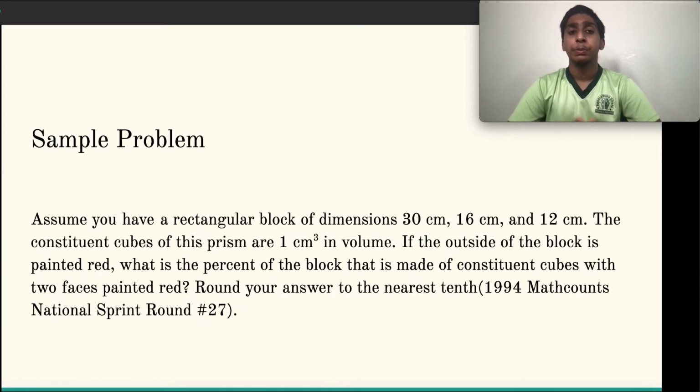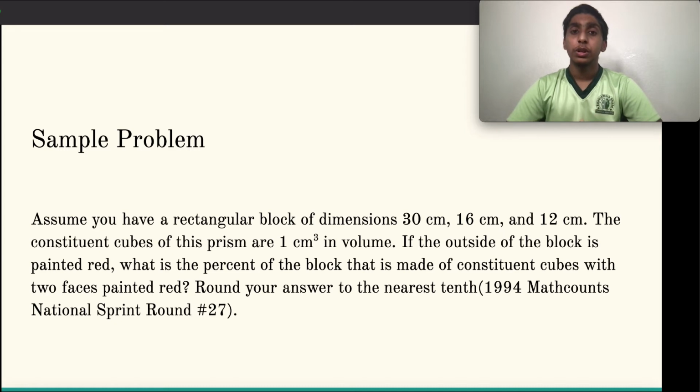So here we are at our sample problem. Assume you have a rectangular block of dimensions 30 centimeters, 16 centimeters, and 12 centimeters. The constituent cubes of the prism are 1 centimeter cubed in volume. If the outside of the block is painted red, what is the percent of the block that is made of constituent cubes with 2 faces painted red? Round your answer to the nearest tenth. This is from the 1994 Mathcounts National Sprint. This problem's really old, but it'll still serve its purposes. It's good enough for practice today.